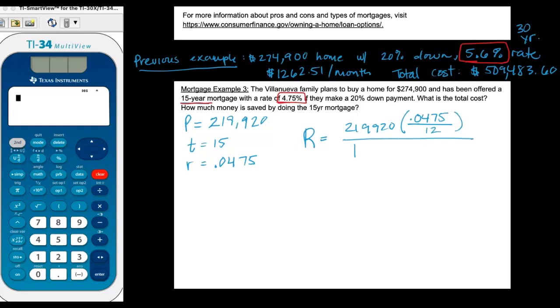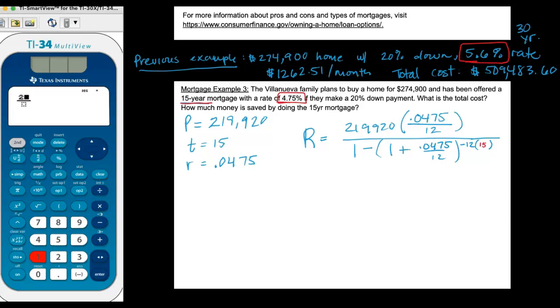And then divided by 1 minus 1 plus 0.0475 divided by 12, to the negative 12 times, now in this case I'm going to use a different color just so we can see here, times 15. So the term has now changed also. So you've got the rate and the term. If you've got a TI-84 or TI-30, you can use that fraction button.